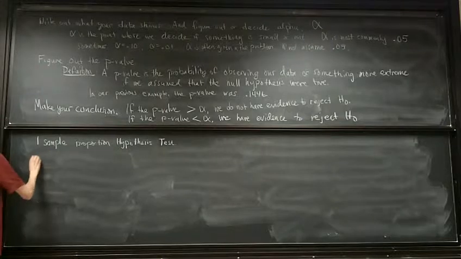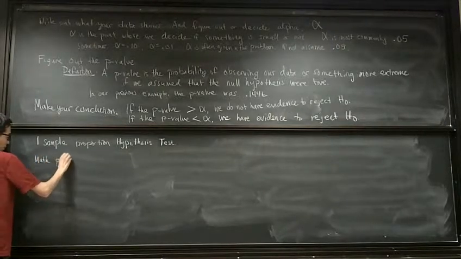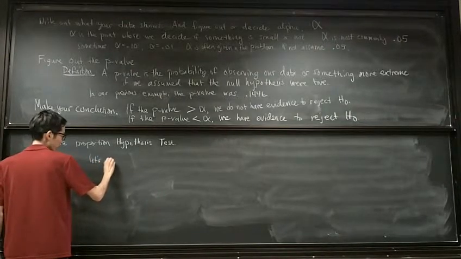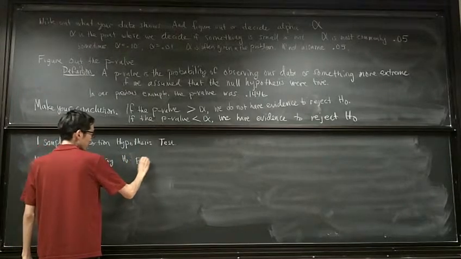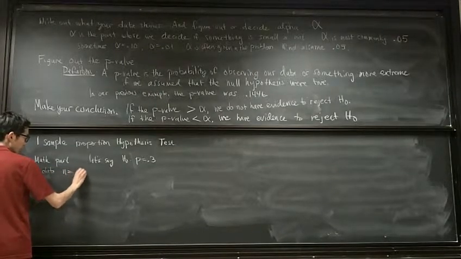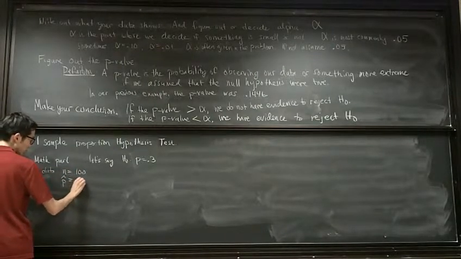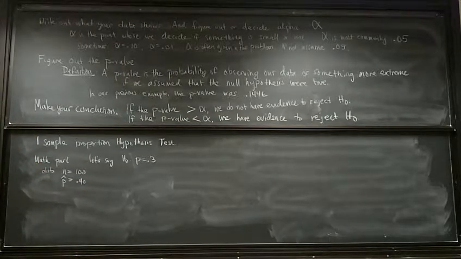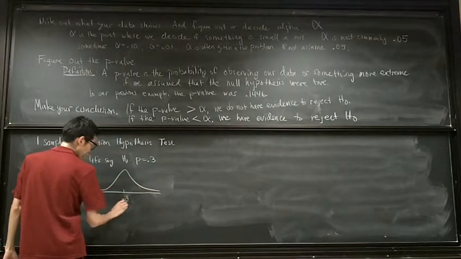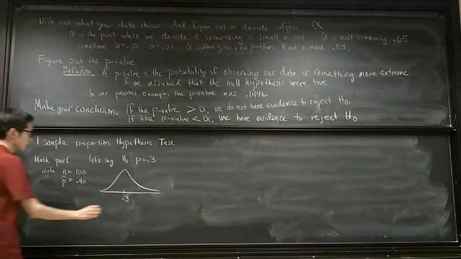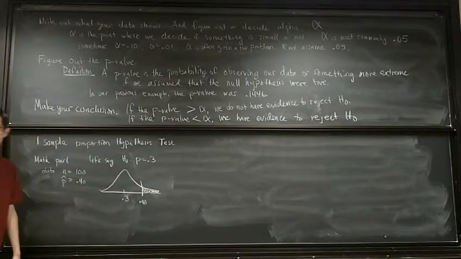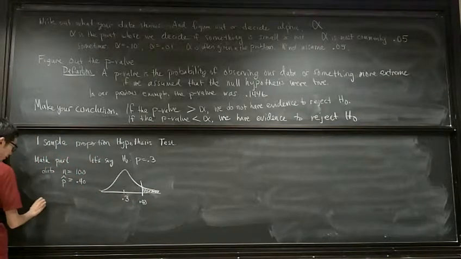So the math part, right? Let's say H0 shows that P is equal to 0.3, okay? And then our data is N is equal to 100 and P hat is equal to 0.40, okay? So then what we do is we draw a null hypothesis normal distribution with a mean at 0.30, and then we ask what is the probability that I get 0.40 or something more extreme. Okay?